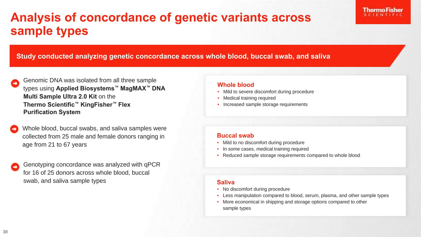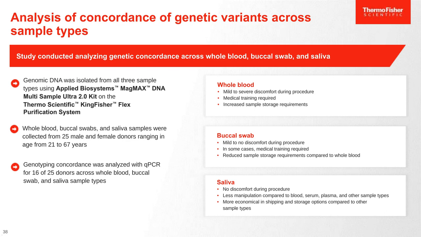And to the right, you can see for each sample type their decreasing discomfort. Whole blood, of course, is the most invasive. Buccal swabs are fairly simple, somewhere in the middle. And then, of course, saliva. It really doesn't get much easier than spitting in a tube.